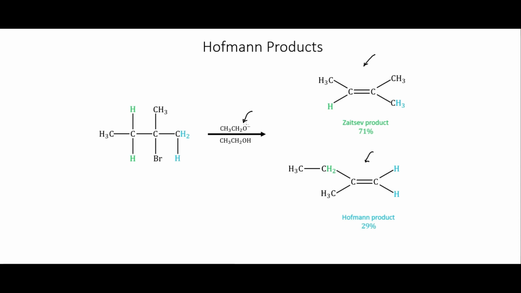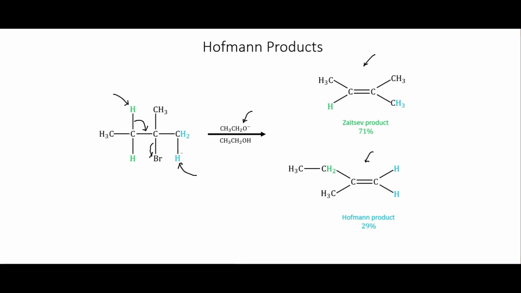And so that's going to attack this hydrogen right here more often, having the electrons move down here, and then these go onto the bromine, whereas if we wanted the Hofmann product, we'd have to attack right here.